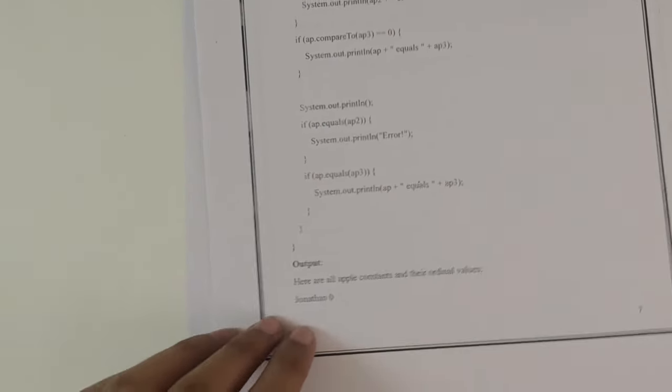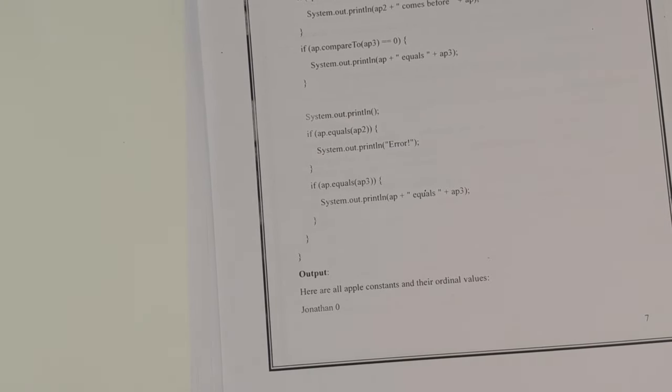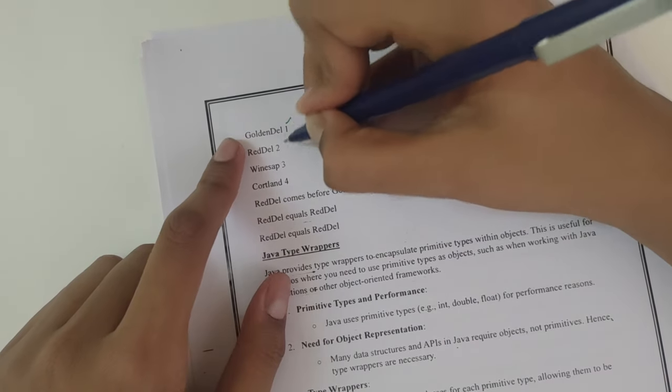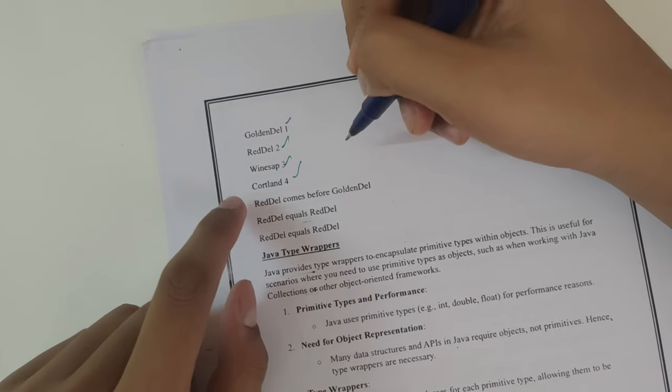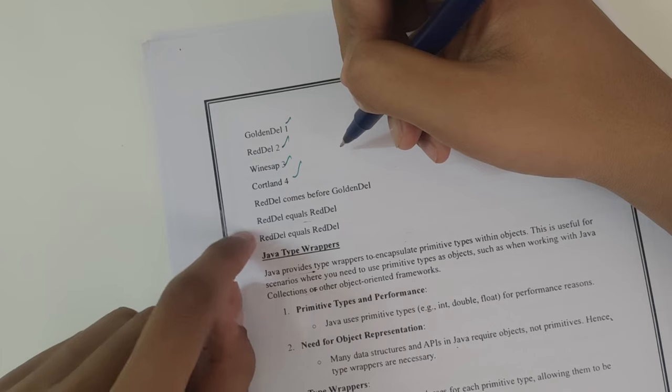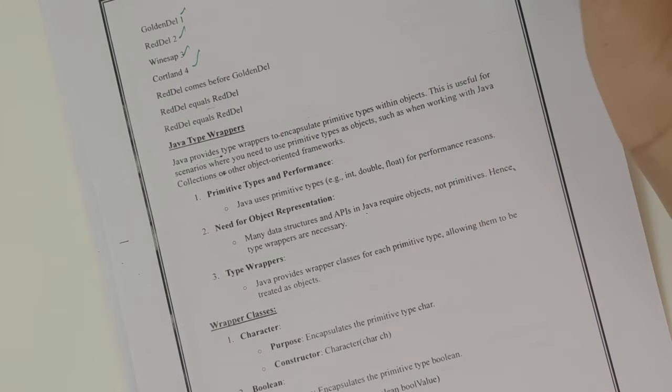Next, let's see the output. Here we have all the Apple constants and their values. Jonathan 0, so it started from 0, followed by Golden Del, Red Del, Winesap, and Cortland; all the indexes were printed. Next we checked which constant comes after the other, and whether both enumeration constants were equal or not.